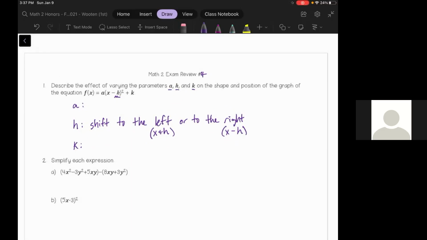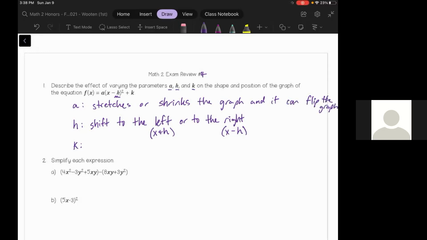Then the A number in the front, just like with standard form and factored form, that A value that's written in the very front, it's not because it's that variable A. They could have called that C in front. But just know that anytime there's a number in front of the expression, in front of the X squared, that is what stretches or shrinks the graph. And it can flip the graph or reflect it.